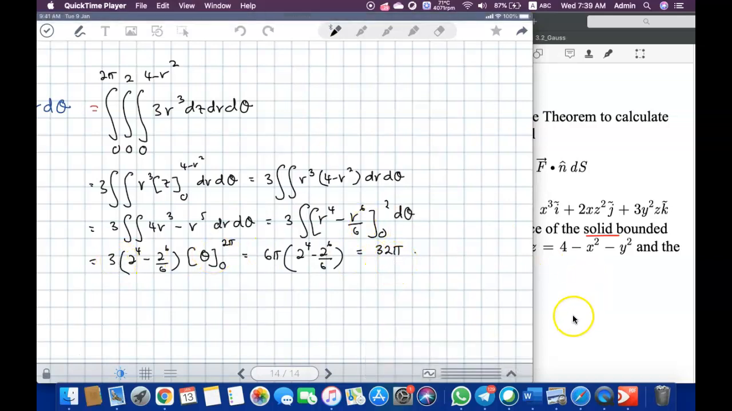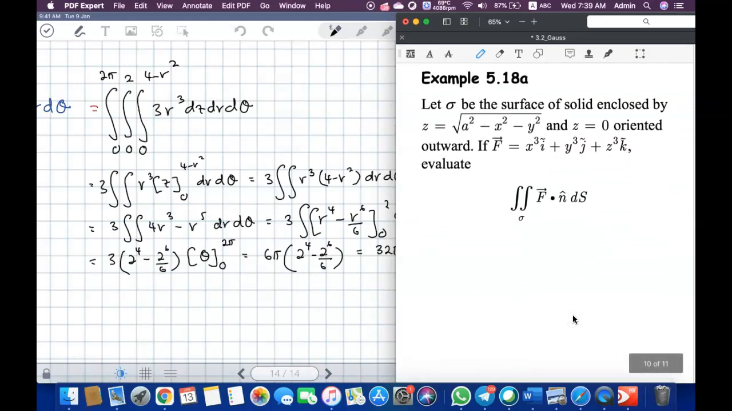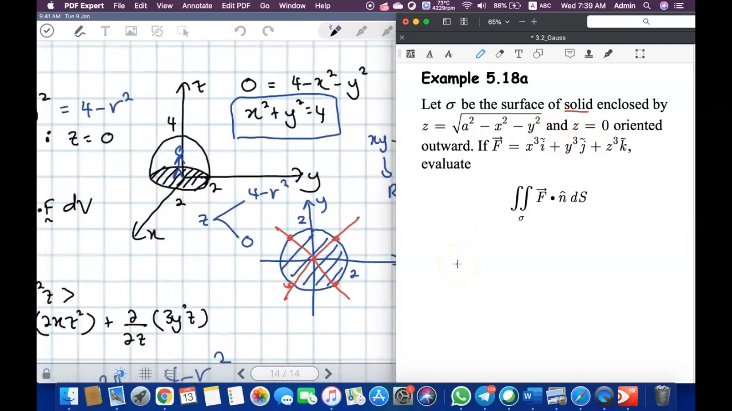Next we look at example 18a. Here the surface encloses a solid, a hemisphere at positive z with z equal to 0, oriented outward, and F is given. Since we have a solid, even though they don't mention the divergence theorem or Gauss theorem, you can use it, and it is better to use the Gauss theorem.